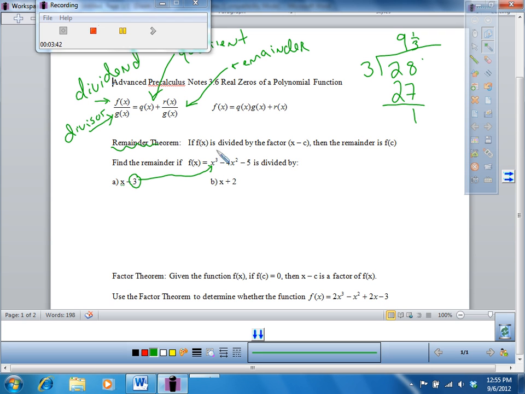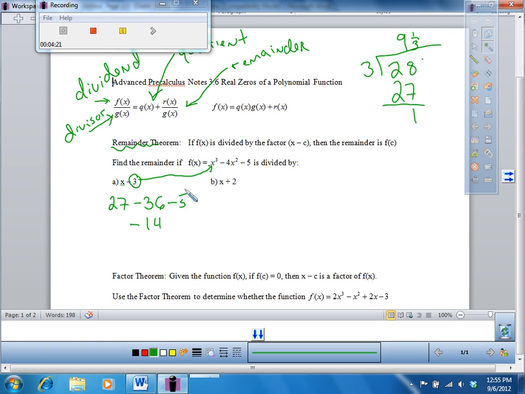So when you plug the 3 in there, you get 27, right? Yeah, positive 3. You're not plugging in negative 3 because if x minus 3 is a factor, then f of 3 will give you the remainder. So you get 27 minus 4 times 3 squared, which is 4 times 9, 36, minus 5, which gives you 27 minus 36. Negative 9 minus 5 gives you negative 14.